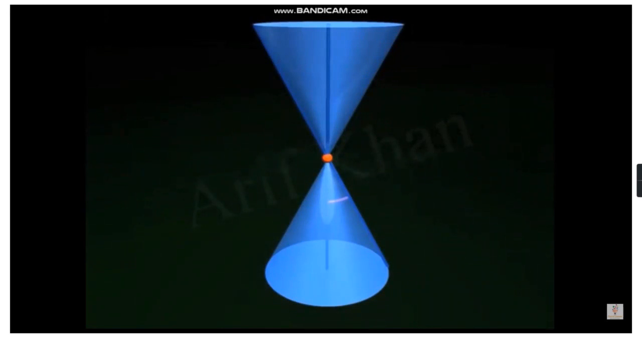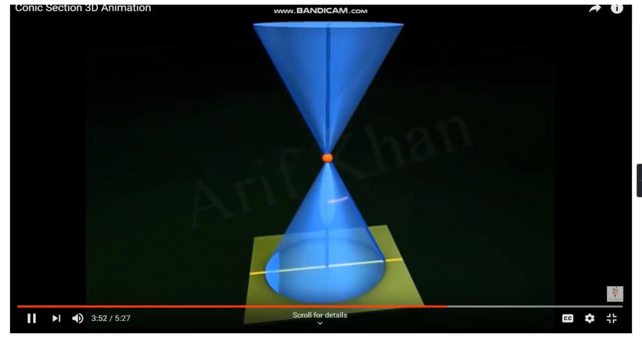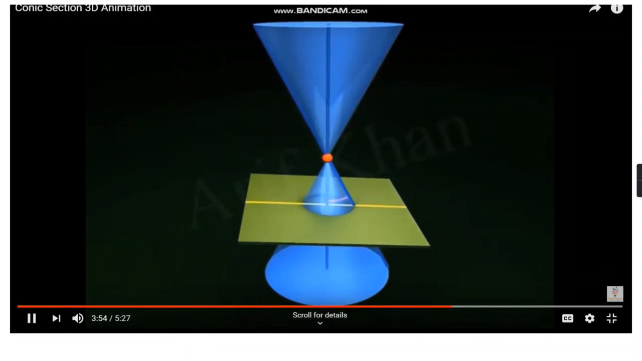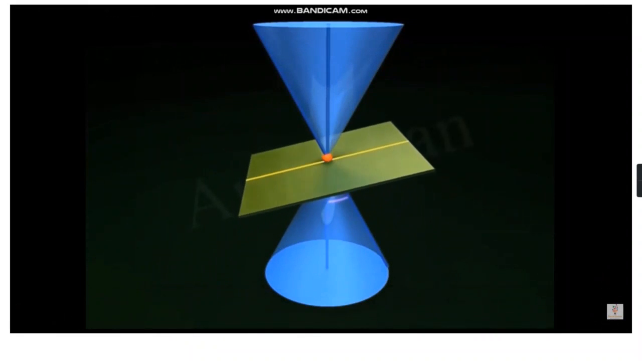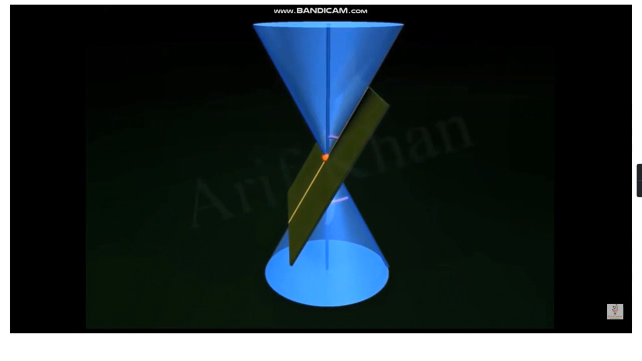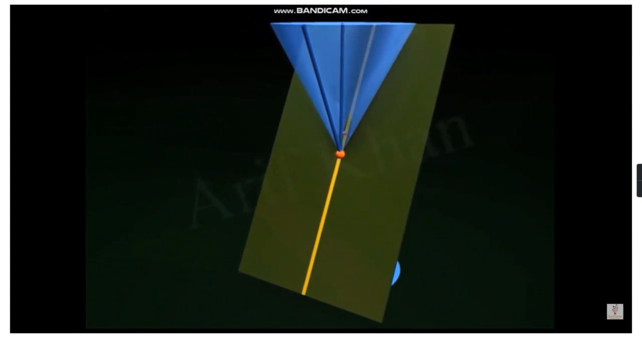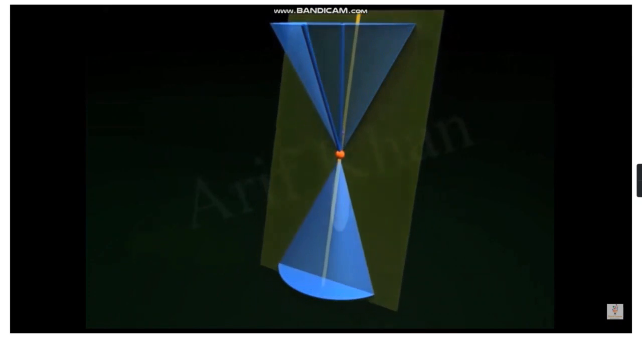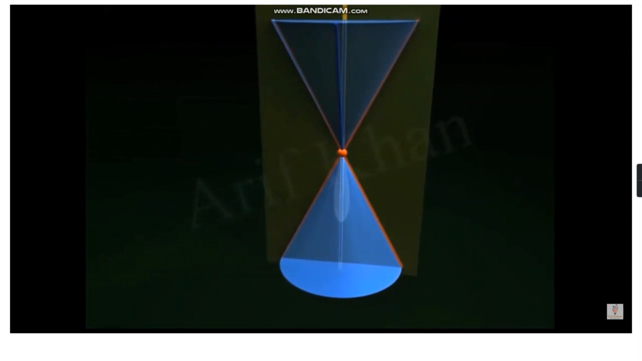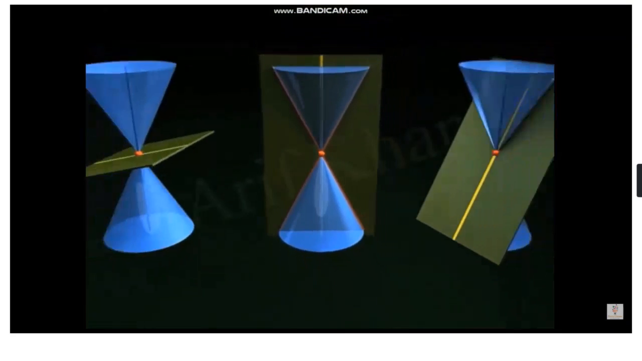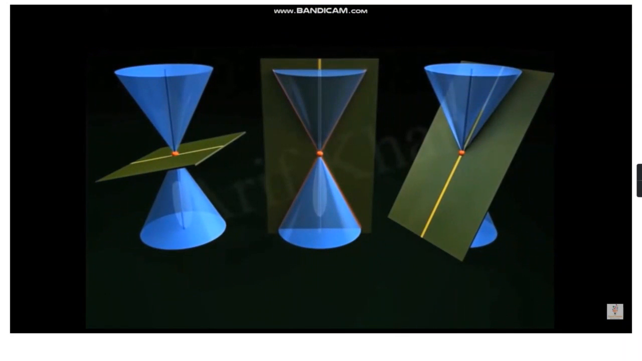Actually, when a plane is passing through the vertex of the cone, then we are getting only a point. Then when the plane is passing through the generator, touching the generator, then we are getting a straight line. When the plane is cutting the cone through the axis, then we are getting a triangle, that is called the isosceles triangle.